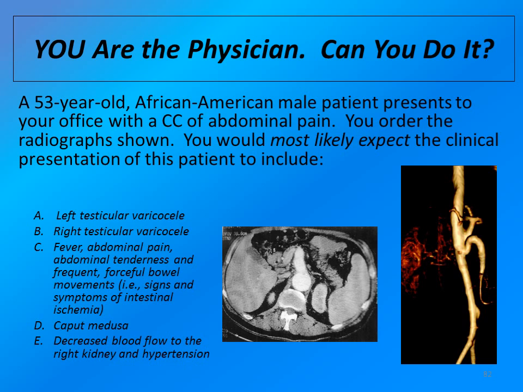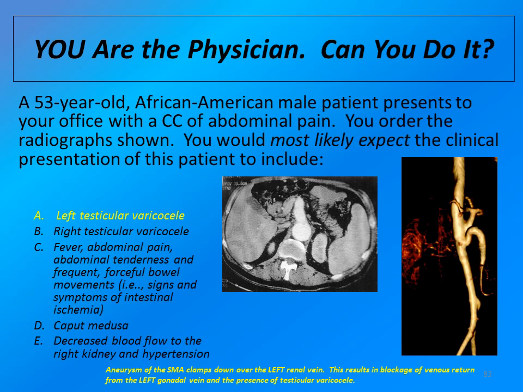And the correct answer would be the left testicular varicocele, because here we have an aneurysm in the superior mesenteric artery, and the left renal vein courses directly underneath it. The aneurysm causes compression of the venous return from the left gonadal vein, which joins the left renal vein, and the patient presents with testicular varicocele.